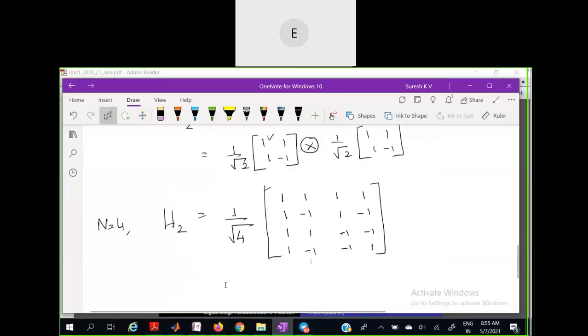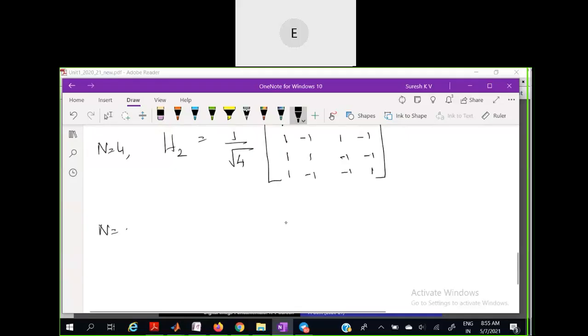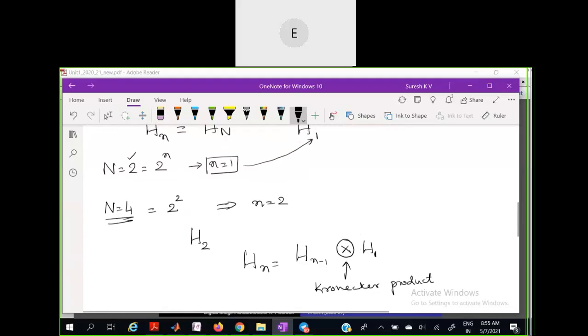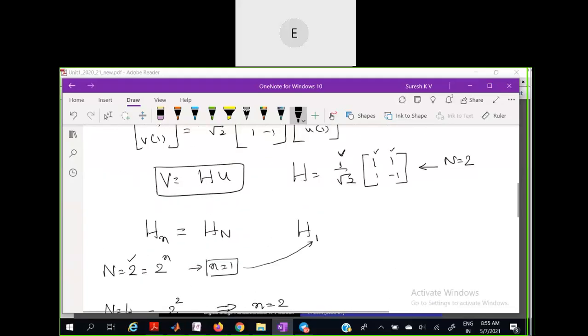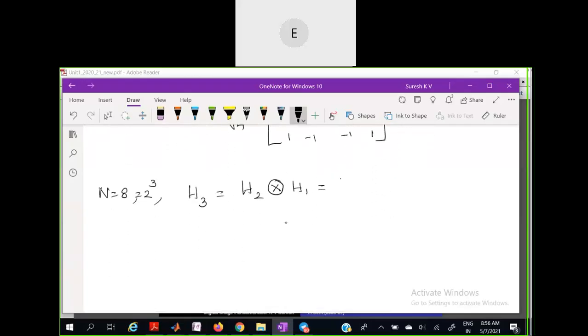So this is for N equal to 4. Similarly, you have to do it for N equal to 8. Normally we will not go beyond N equal to 8, and you know this is 2 cubed, therefore small n is 3, so it is H3. This is equal to H2 Kronecker H1. So you have H2, you have H1. Find the Kronecker product. Of course, this is also the same as H1 Kronecker H2. It is commutative, so you can do it either way.